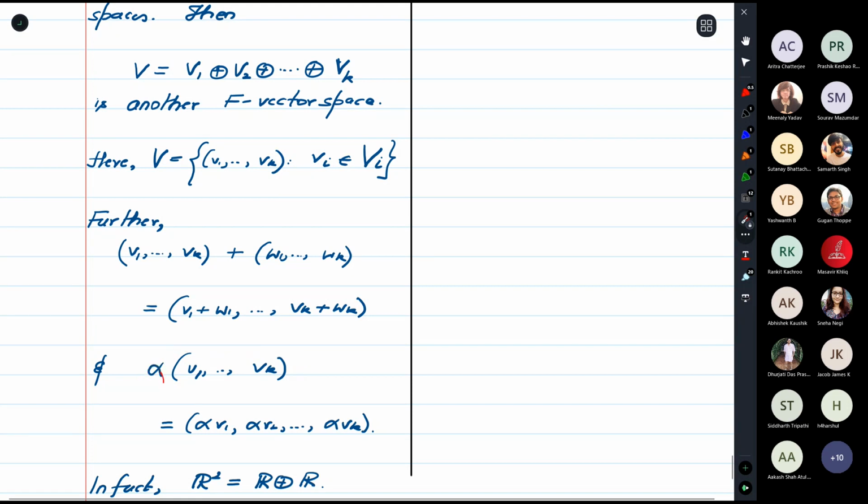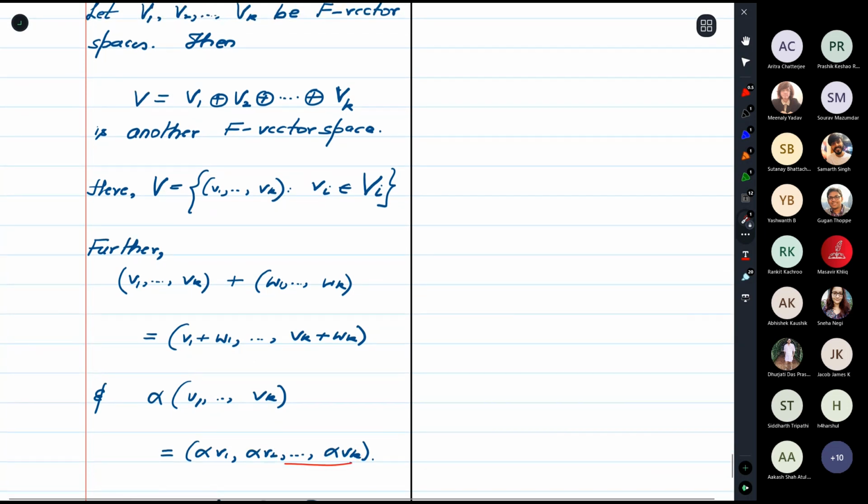So alpha is an element of F, right? This is the field F, which is the common field for all the vector spaces V1 to Vk. So alpha times (v1 to vk). I take an element in V, and I want to multiply it with this scalar. Well, I do it in the following way. Each individual element is multiplied with alpha. So this is the scalar multiplication of alpha and v1, defined in the context of this capital V1 vector space. This is defined in the context of the capital V2 vector space, and so on, right? So in this sense, I have defined the scalar multiplication and the addition operations, right?